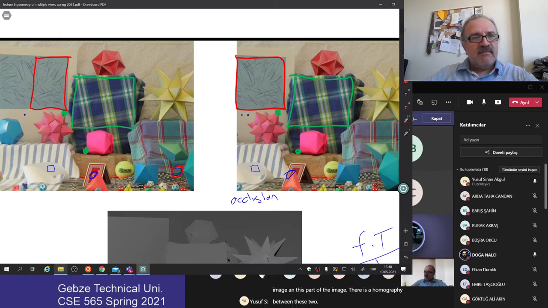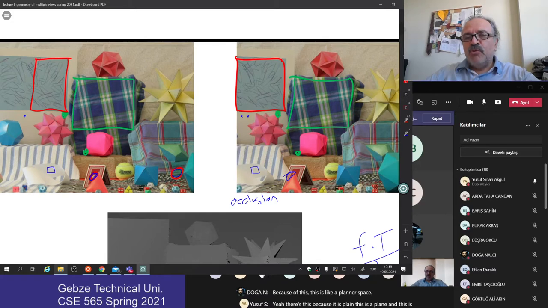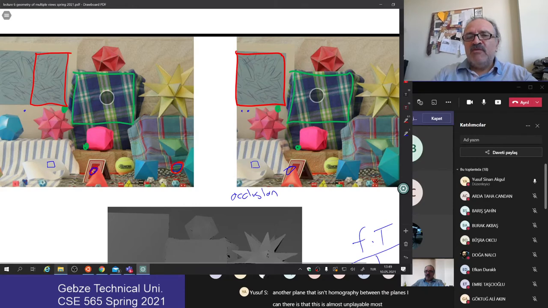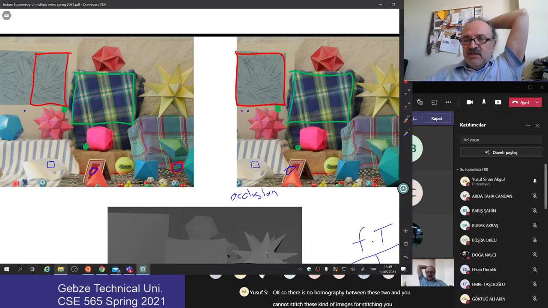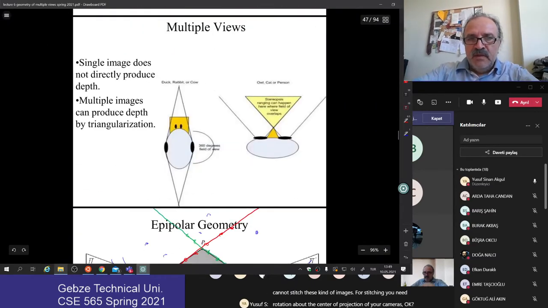Because of this, this is like a planar space? Yeah, that's because it is a plane. This is a plane and this is another plane. There is a homography between the planes. Again, this is almost a plane and almost a plane. There is a homography, but the overall picture is not a plane. Okay, so there is no homography between these two, and you cannot stitch these kind of images. For stitching, you need the rotation about the center of projection of your cameras. Okay, good.